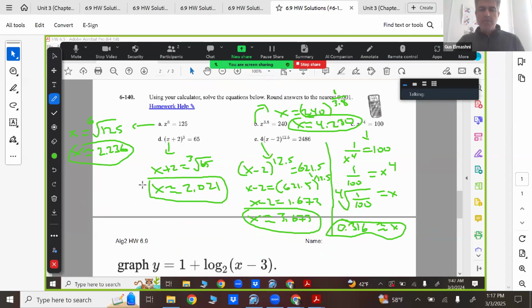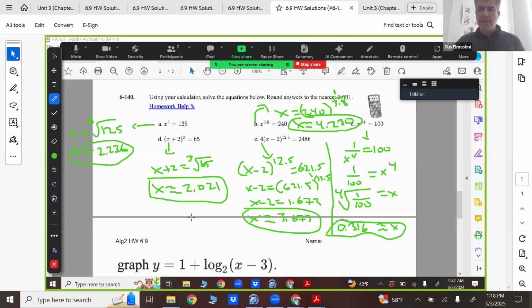But just make sure you know how to undo it, like take the root or raise both sides to 1 over 3.8 for part B. For part D, raise both sides to the 1 over 3 power or cube root it. For E, divide by 4 first. Do not distribute that. Then raise both sides to the 1 over 12.5 power. And that's how you get that one. Oh, there's also a part C. I missed that one. And that's the 4th root of 1 over 100, which is 0.316.